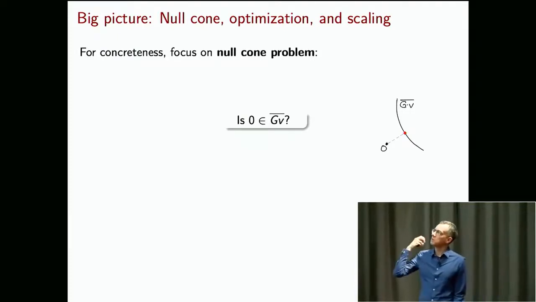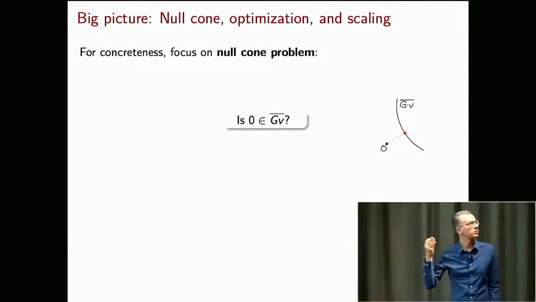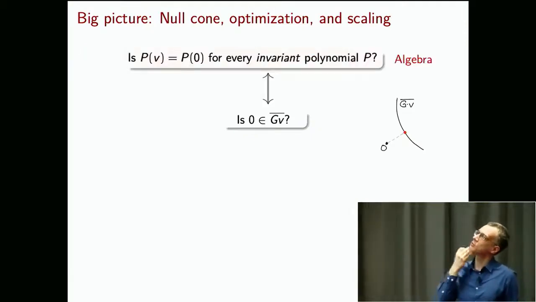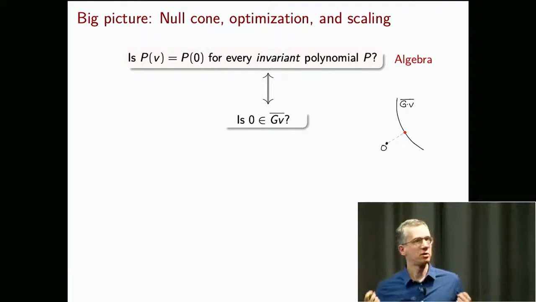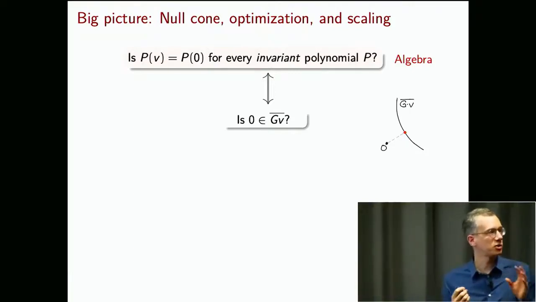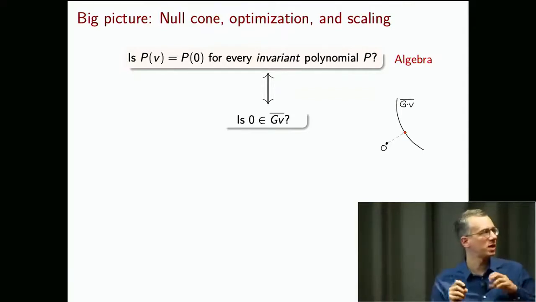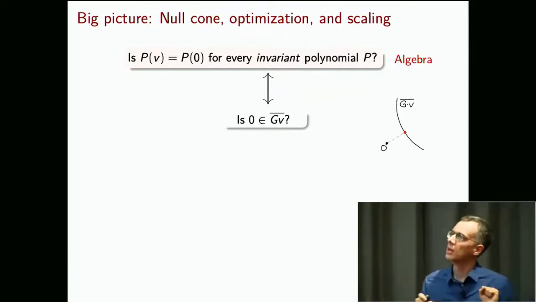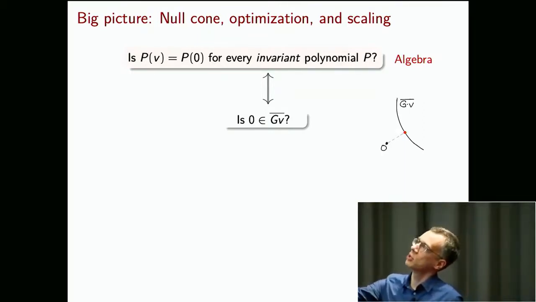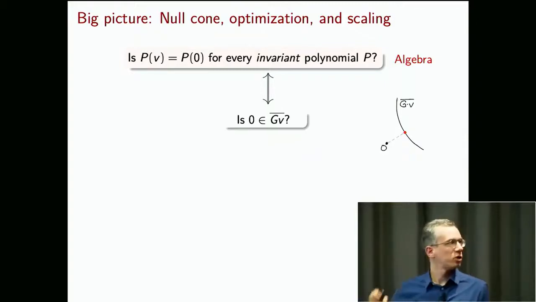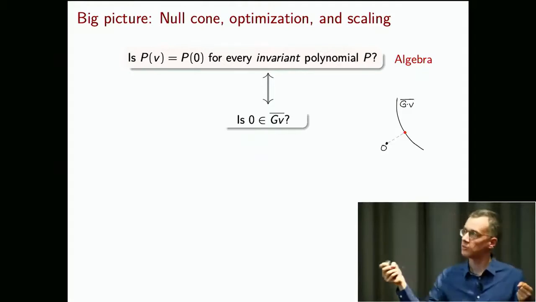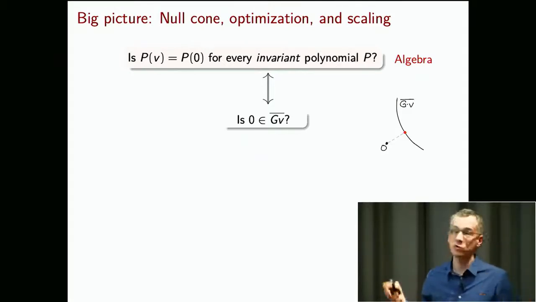Now, there are various equivalent ways of thinking about this problem. One is as follows. I could try to test this, right? One way of testing is to take a polynomial that is invariant under the symmetry, so it has the same value whether I apply the symmetry or not. Then clearly, if 0 is in the orbit or in the orbit closure, every such polynomial evaluates to the same value. We cannot tell the two points, 0 and this vector, apart by any invariant polynomial. Turns out that's an if and only if.